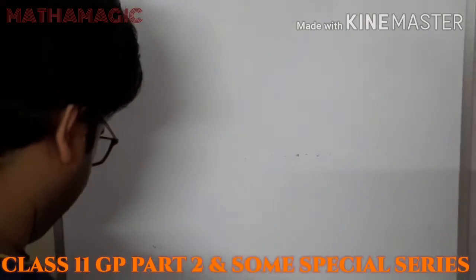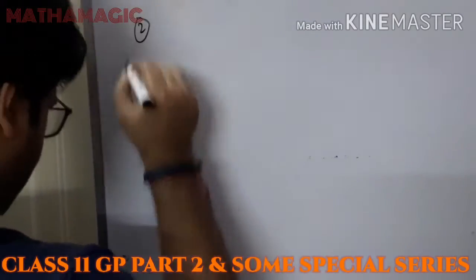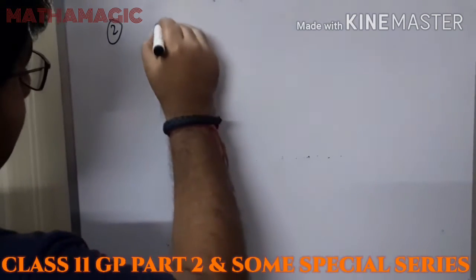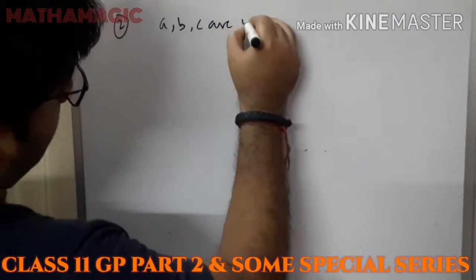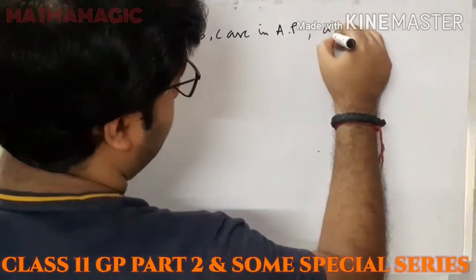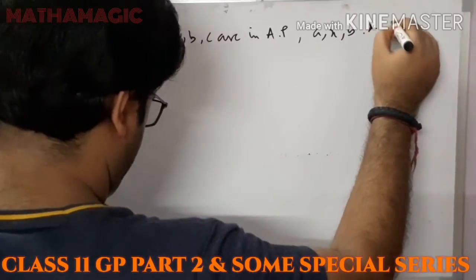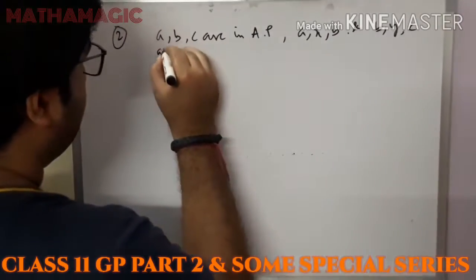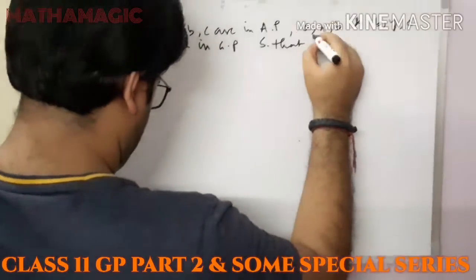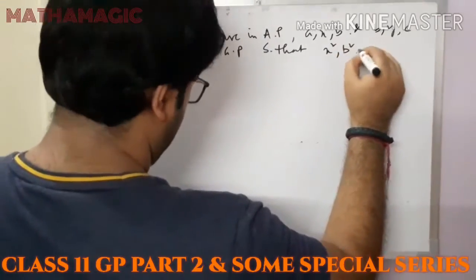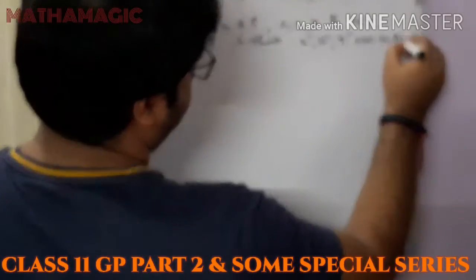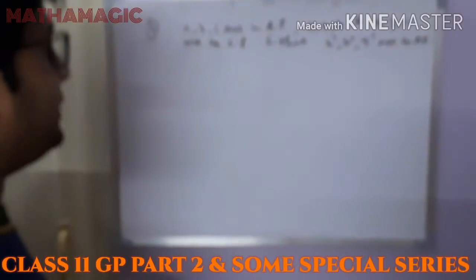In the next sum, it is stated that a, b, c are in AP, and a, x, b and b, y, c are in GP, then show that x square, b square and y square are in AP. Now it is stated that a, b, c are in AP.